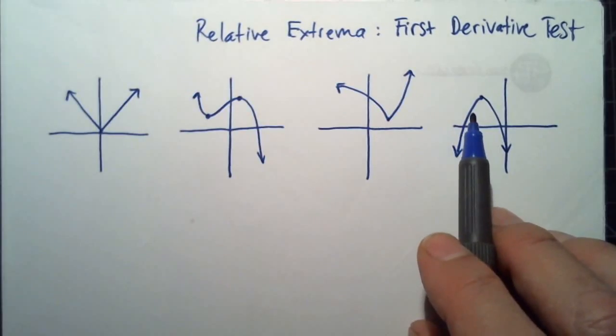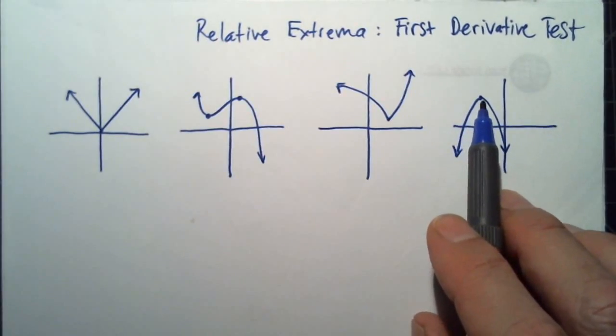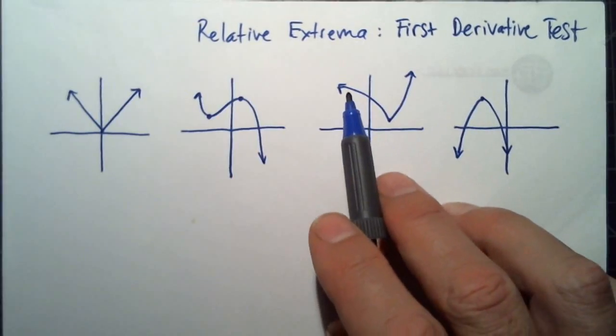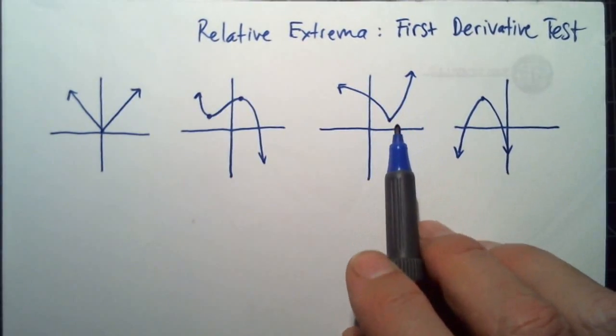Is the slope changing from positive to negative? If it is, then that's going to be a maximum. If the slope changes from negative to positive, then that's a minimum.